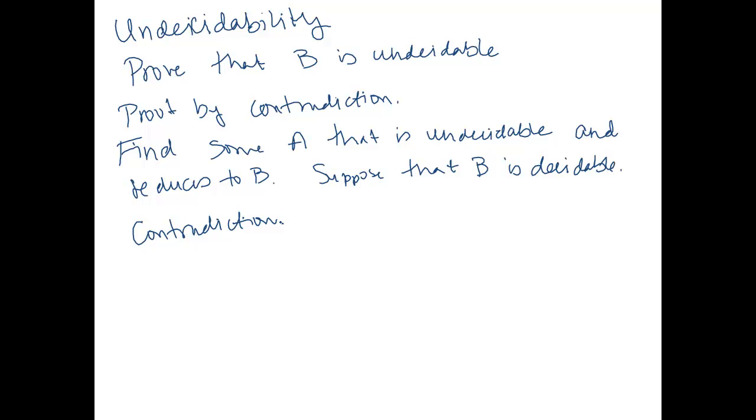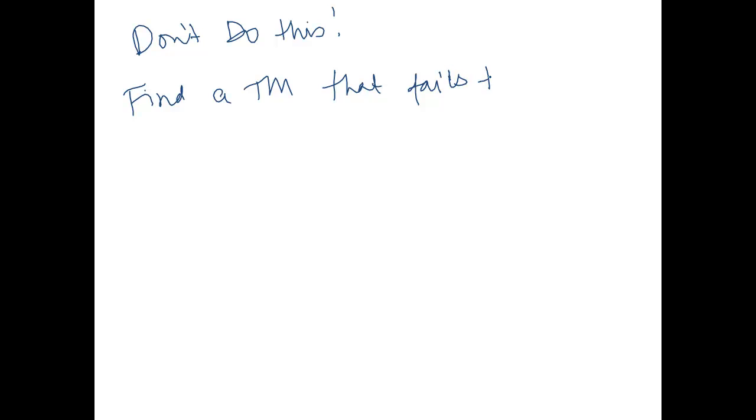Something that you can't do when you're trying to prove undecidability: don't attempt to find a TM that fails to decide B. This seems pretty obvious, but sometimes we're tempted to say, well, I can construct this Turing machine and it's going to accept the input strings that should be candidates for the language of B, and then maybe go on to show that that machine runs forever and therefore it's not a decider.